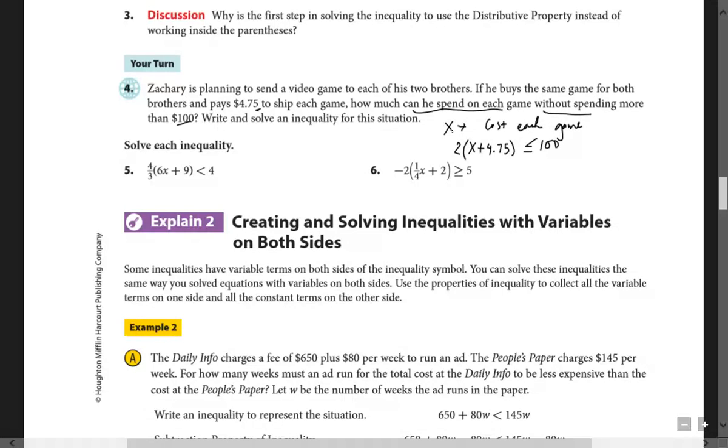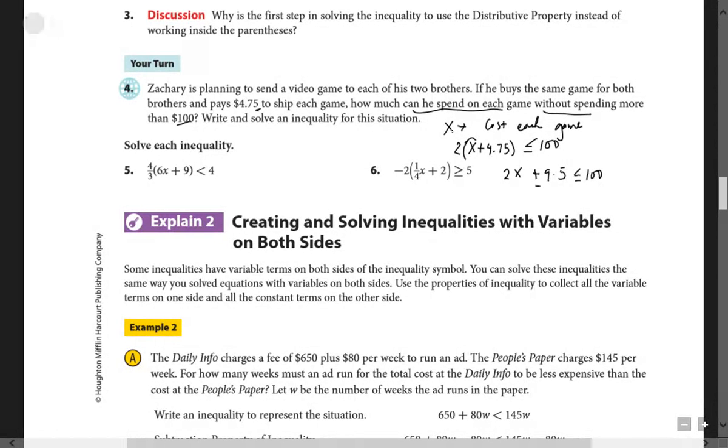To solve this, we apply the same steps as solving equations. So we do distributive first. 2 times x is 2x. Plus, 2 times 4.75 is what? 9.5. Okay, less than or equal to 100.